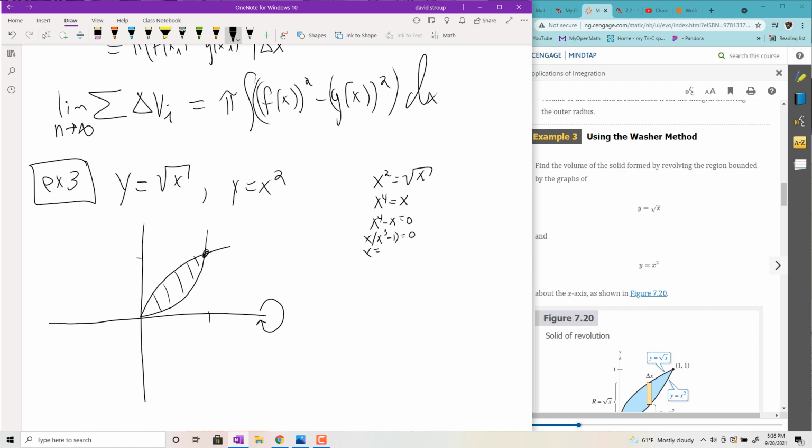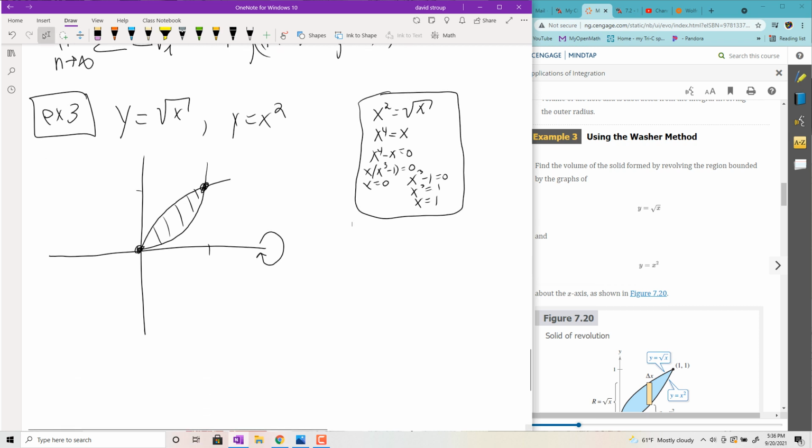And then x is 0, that's this point. And then x cubed minus 1 is 0, so x cubed equals 1. The cube root on both sides, x is just equal to 1, so that's this other point. Okay. So you could kind of figure that out if you needed to.